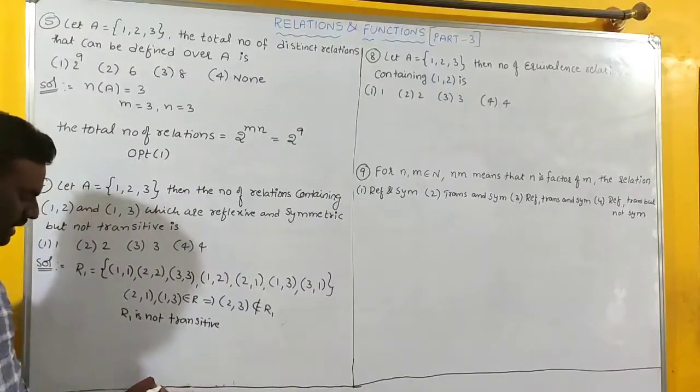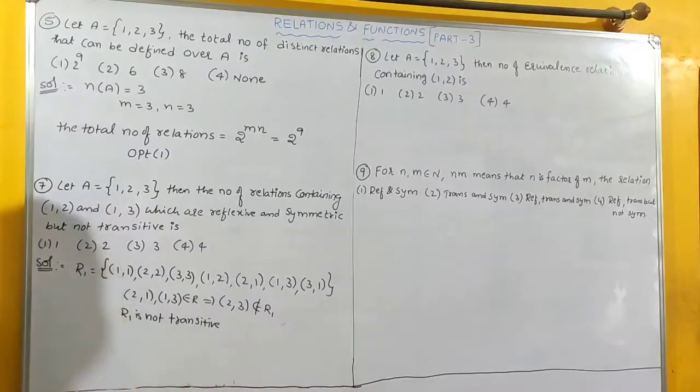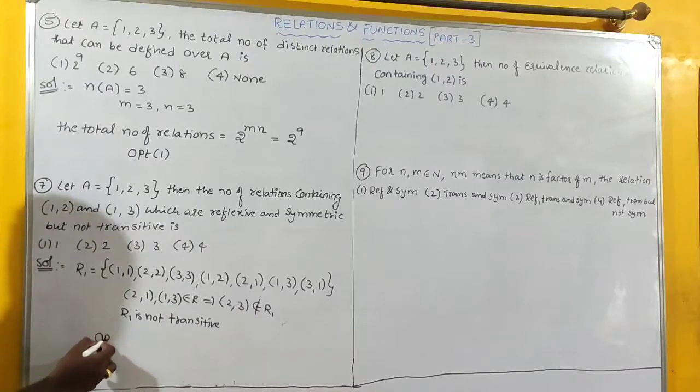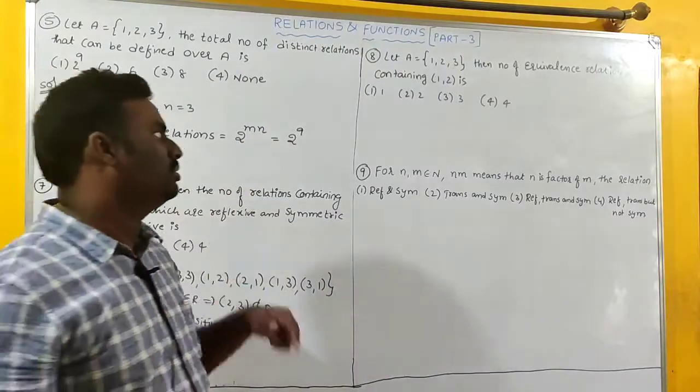But it is reflexive and symmetric. So how many relations exist? Only one relation exists. That's why option 1 is the correct answer. Coming to question 8.